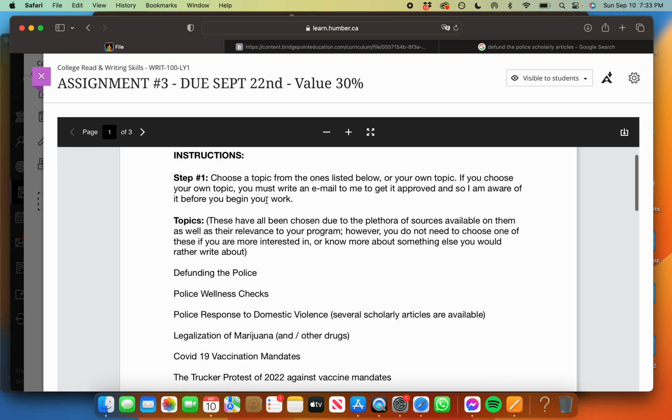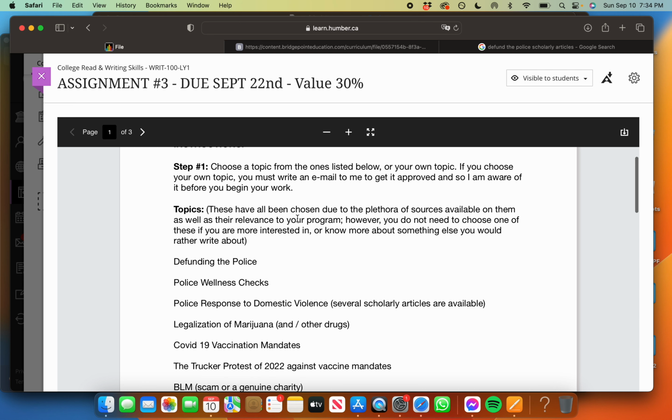Instructions here are choose a topic from the ones listed below or your own topic. If you choose your own topic, you must write an email to me to get it approved, so I'm aware of it before you begin your work. Okay, so we can do a quick search of sources for your topic to make sure that there's adequate material.